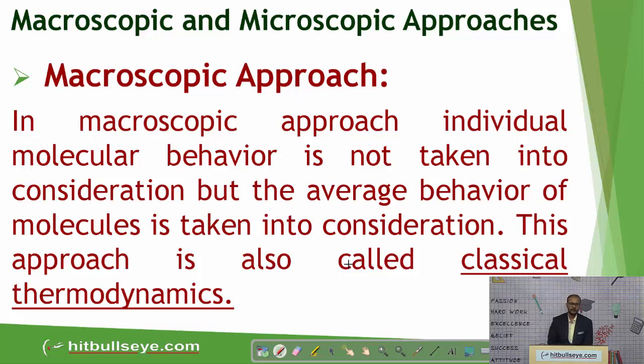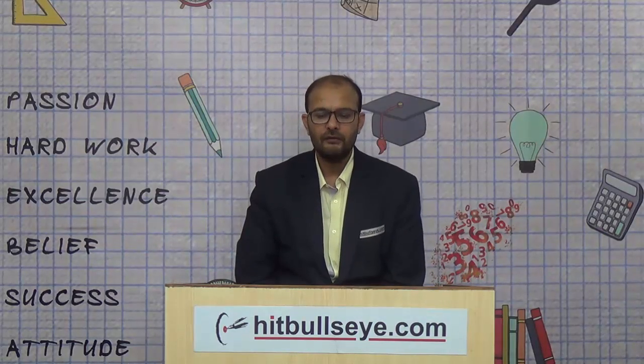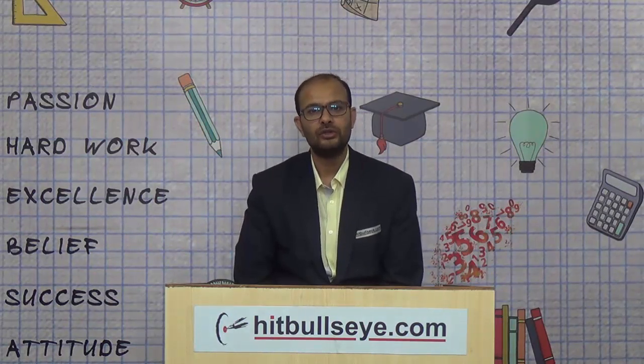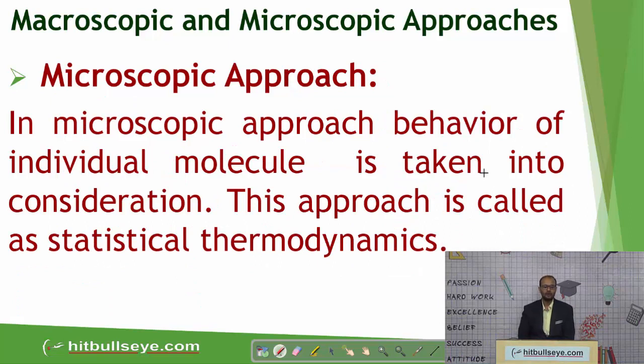What are the different types of approaches? First approach is macroscopic approach. Macroscopic approach are those approach in which behavior of individual molecule is not taken into consideration, but the average behavior of molecule is taken into consideration. Example of this type of approaches is temperature and pressure measurement of a room. Next is microscopic approach. Micro means very small. In microscopic approach, behavior of individual molecule is taken into consideration. Example of microscopic approach is measurement of density at higher altitudes.